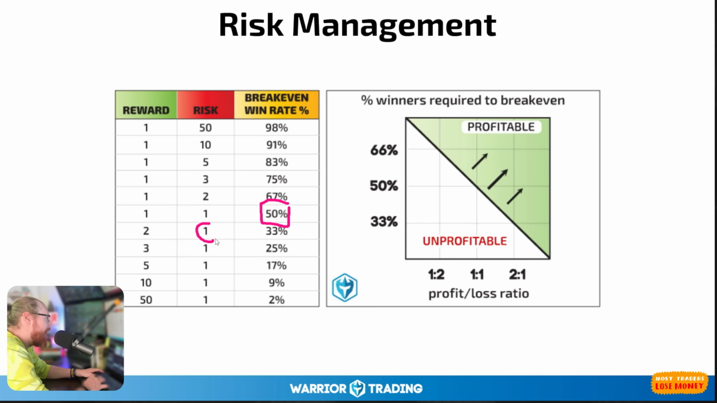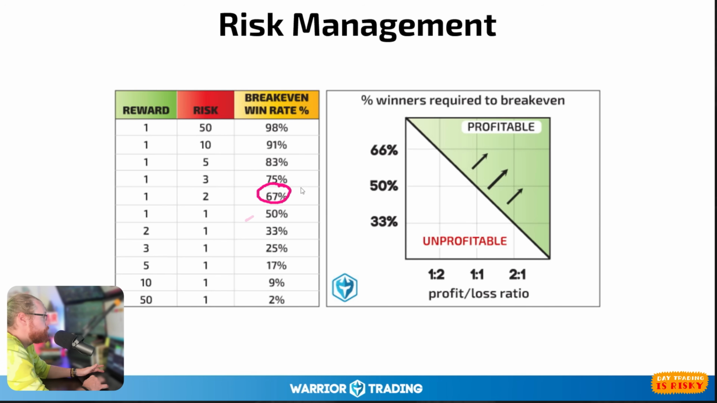If you risk $1 to make $2, you only need to be right 33% of the time to break even. Now, as we know from my metrics, my accuracy is 68%, but my profit loss ratio is about 1-to-1. And so as a result, I'm profitable. My break-even point is 50% accuracy. Anything above that, I'm green. So at 67, 68%, I'm doing just fine.